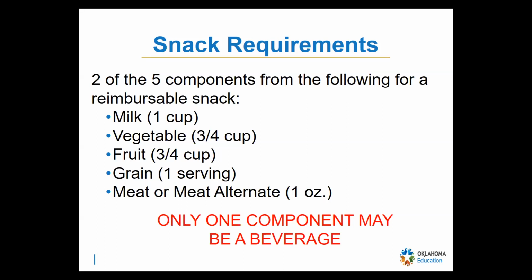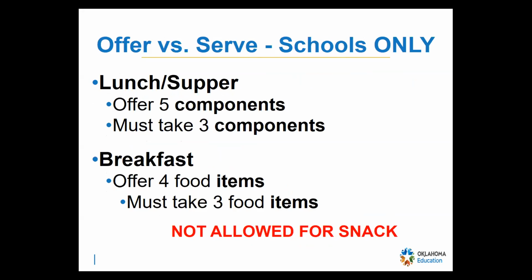But again, which meal pattern you choose depends upon what food items you choose. So schools are the only ones allowed to participate in offer versus serve for at risk. If you offer 5 components at lunch or supper, they have to take 3 of those items. Again, this is only for schools.